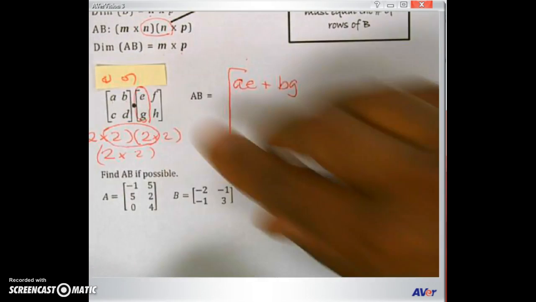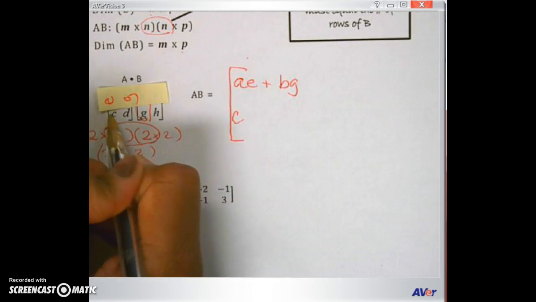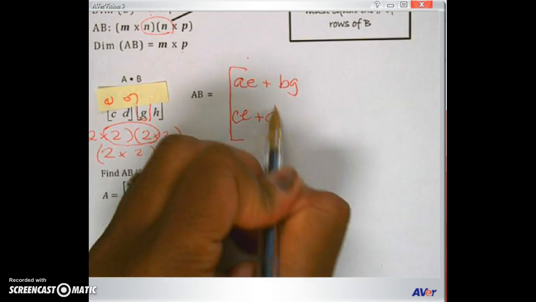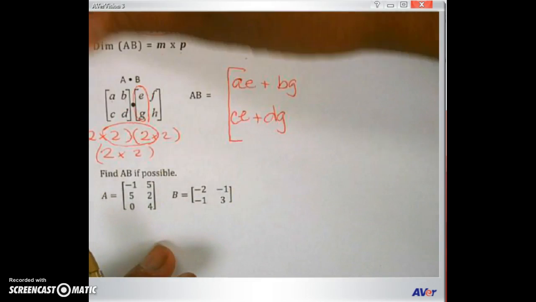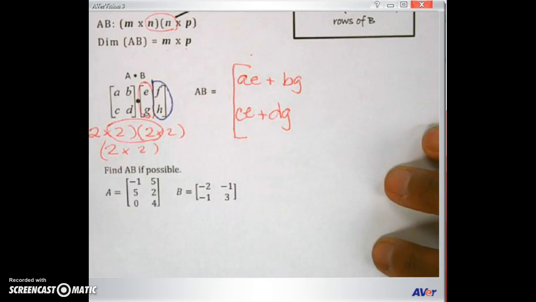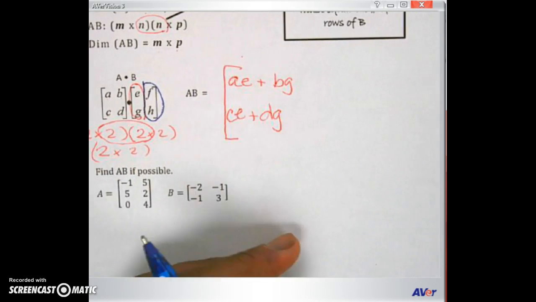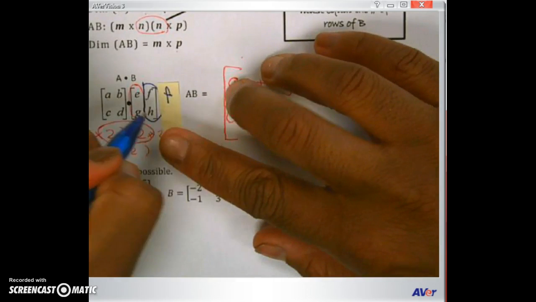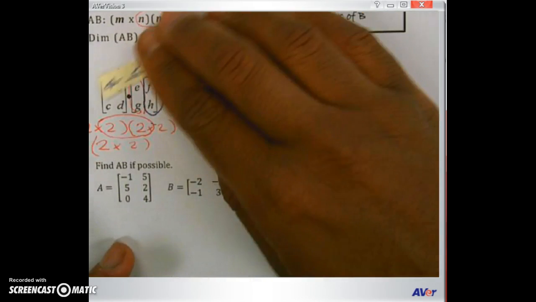And then you take that and you take it to the next one as well. So what do you have? You have CE plus DG. And then you do the same thing with the other one. You're going to take this F, H and multiply it the same way. You distribute it to each row and each column. So this F, H, you know, this is really high tech. You feel it. And you're going to multiply it here and here.